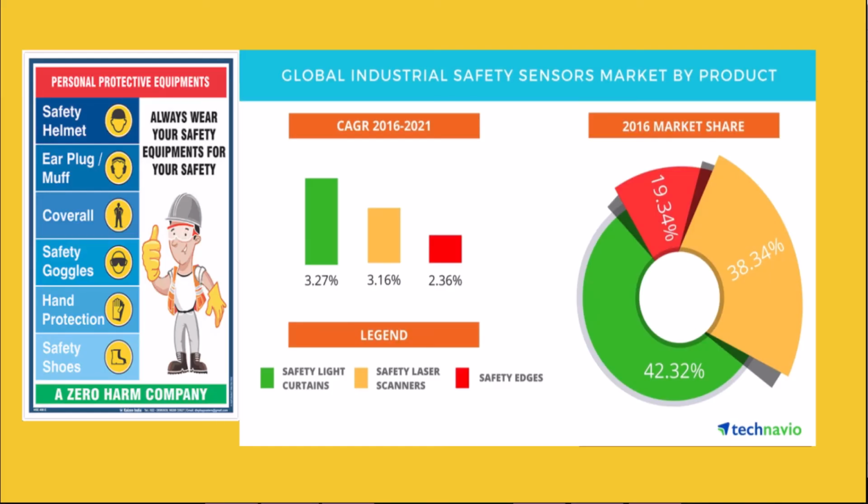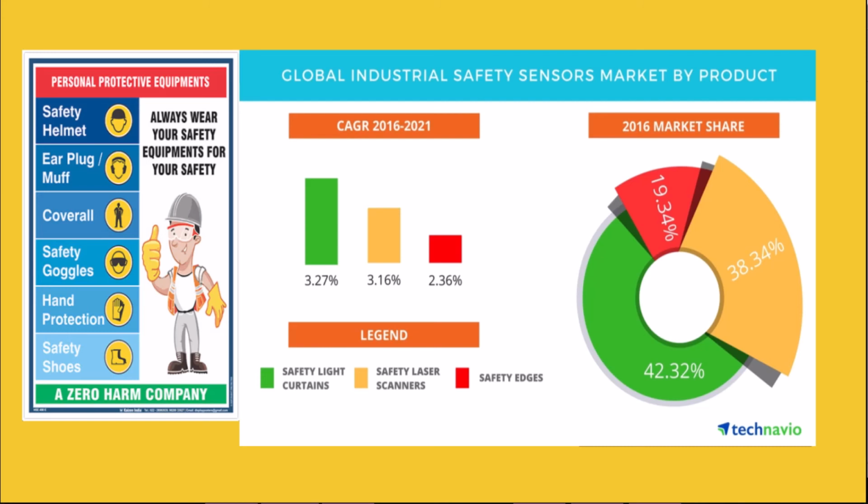Personal protective equipment ensures a zero harm organization. Here are some of the items listed below: safety helmets, earplugs, coverall, safety goggles, hand protection, and safety shoes. Always wear your safety equipment for your safety.